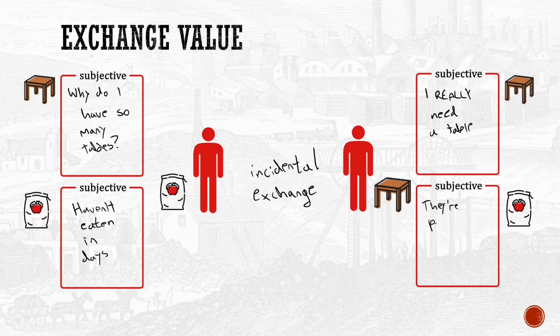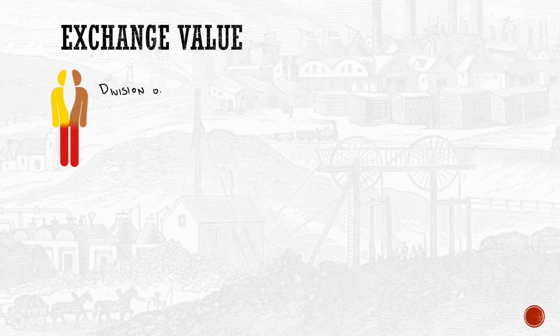Now, for exchange to take place not in this incidental, almost accidental form, but as a matter of plan, as production for exchange, first two conditions have to be met. Firstly, there has to exist something we call the division of labor, such that society is divided into different appendages of the whole, each producing objects of use for the whole, for society.